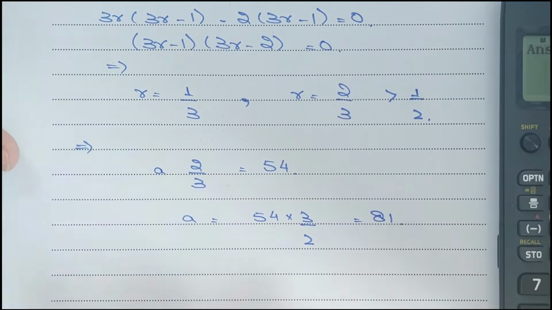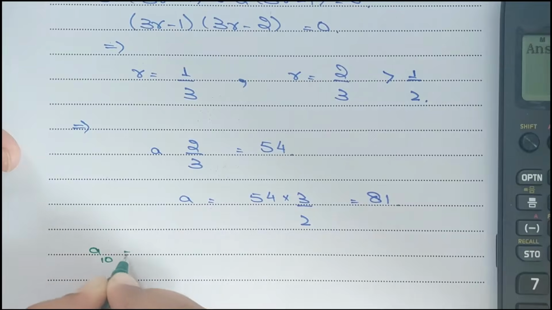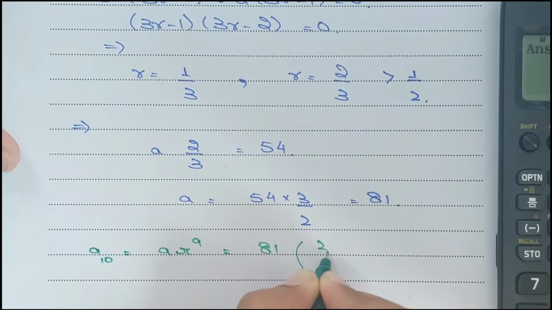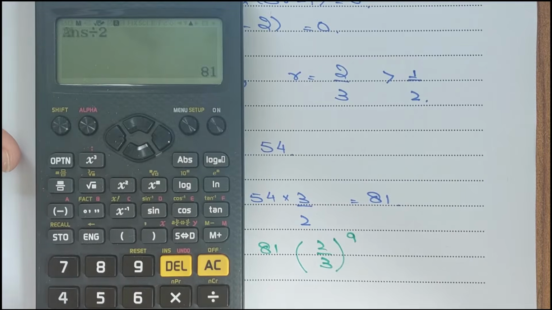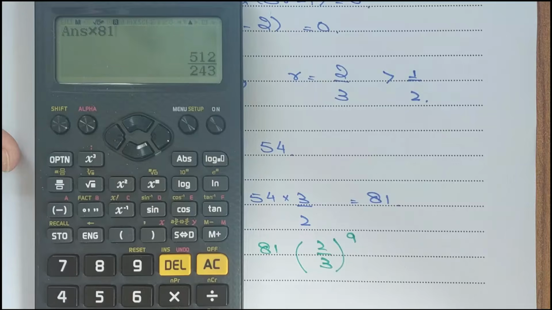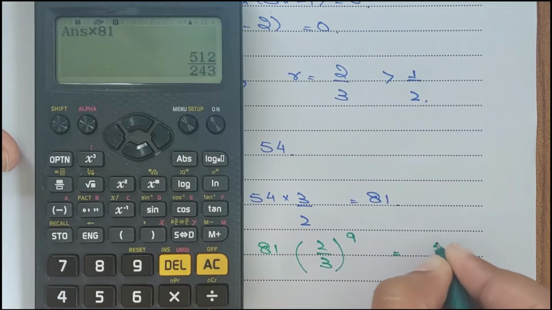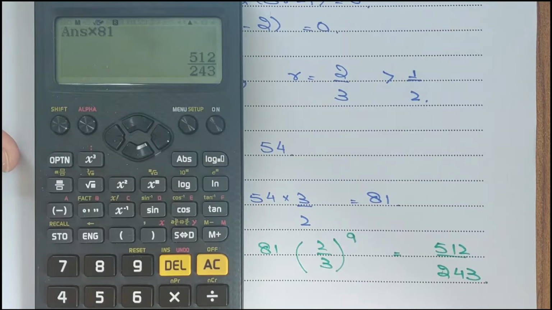Now let's find the 10th term. So for the 10th term of a geometric progression, we have A10 is A R power 9. So A is 81, R is 2 by 3, its power is 9. Okay, so 2 by 3, its power is 9, and times 81, this is 512 over 243. This is the 10th term of the progression in the exact form.